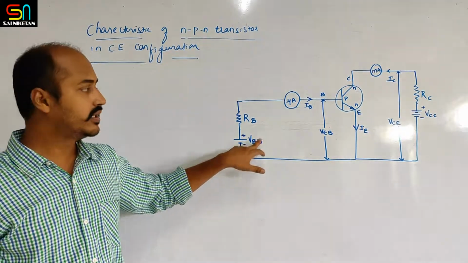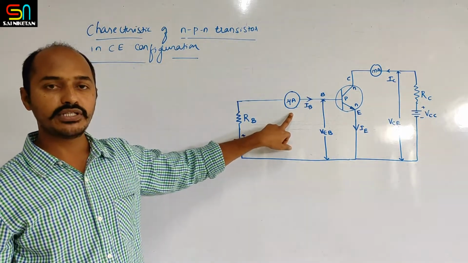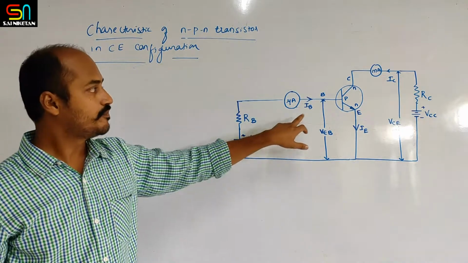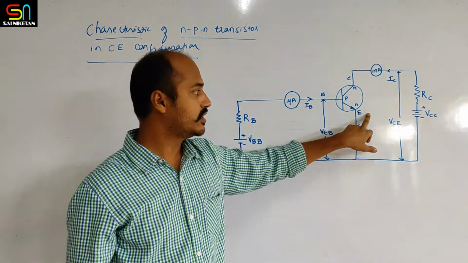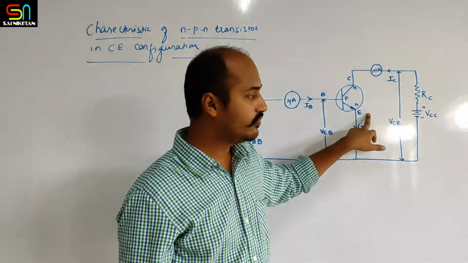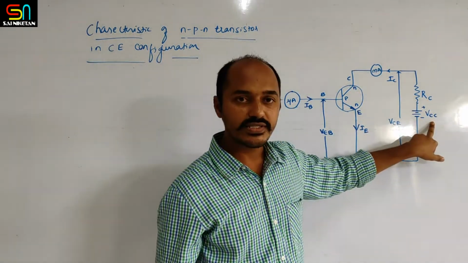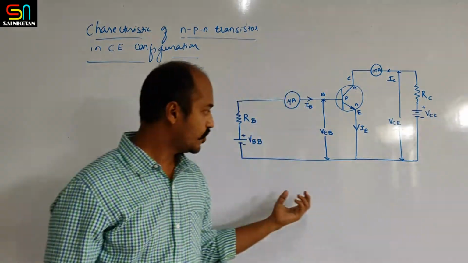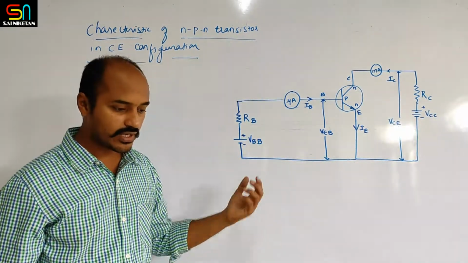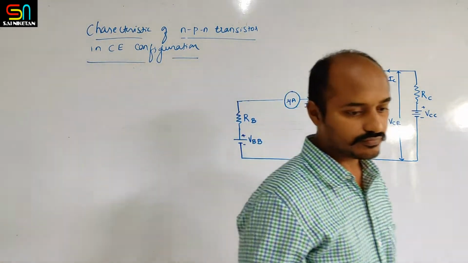To measure the current, a microammeter is connected, and the collector emitter junction is connected with battery VCC in reverse bias condition. So this is what the construction is. So take down this diagram so that we can go further.